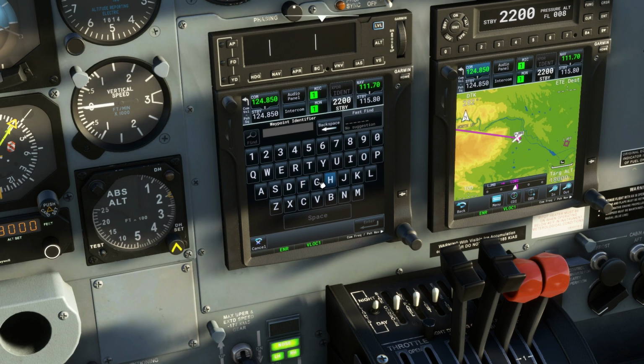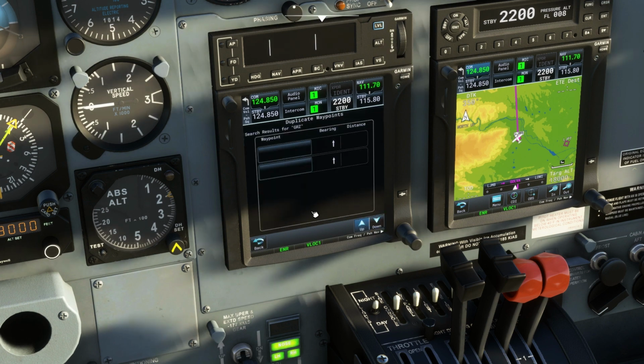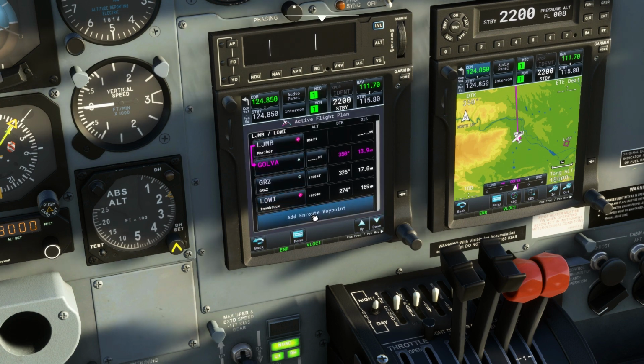So Golva, Golva, direct Graz, GRZ, duplicates found. Okay, GRZ, let's enter it. It's the same thing, however one is VOR, one is NDB. I'm gonna go with the VOR.